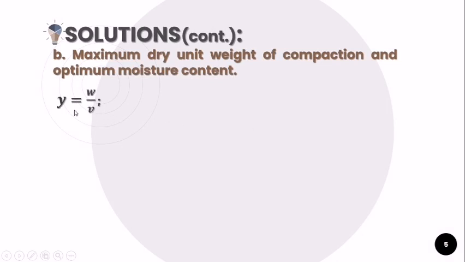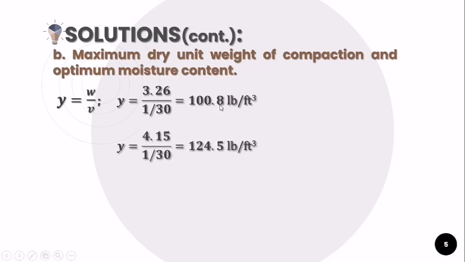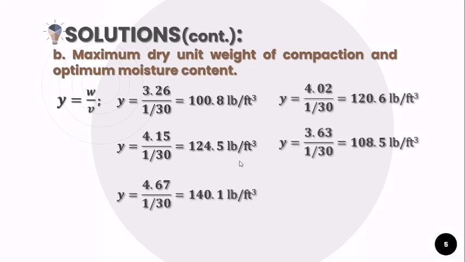The formula for getting the moist unit weight is: the moist unit weight γ is equal to weight over volume. So we have the given weight and volume, and you just substitute these given values and you obtain the data. That's 100.8, 124.5, and so on and so forth. So that's the moist unit weight.